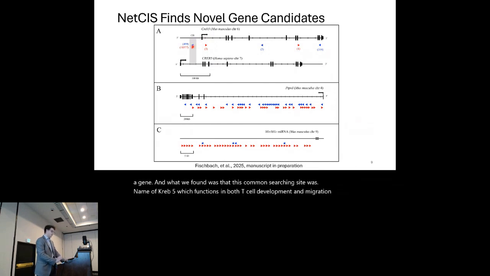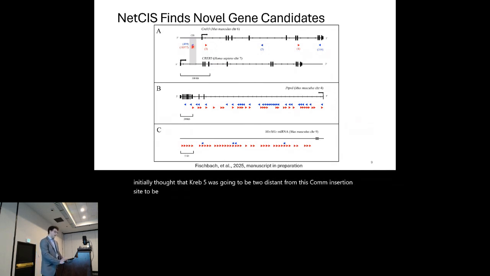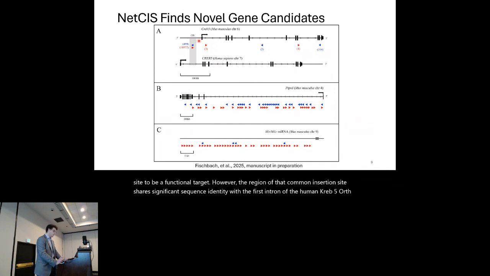Now, we initially thought that CREB5 was going to be too distant from this common insertion site to be a functional target. However, the region of that common insertion site shares significant sequence identity with the first intron of the human CREB5 ortholog. So this suggests that there could be a conserved regulatory sequence that's annotated in the human reference genome, but is unannotated in the mouse reference genome.